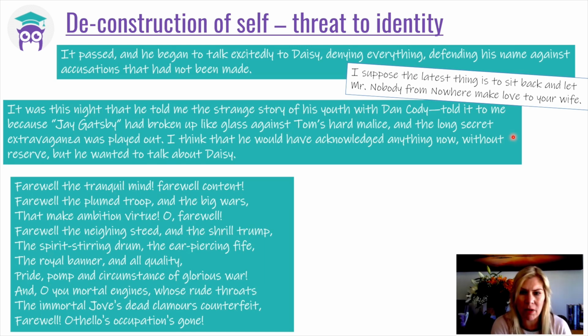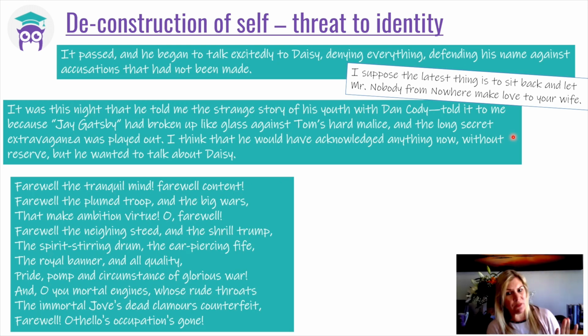Farewell the tranquil mind, farewell content, farewell the plumed troop and the big wars that make ambition virtue. Oh, farewell, farewell the neighing steed and the shrill trump, the spirit-stirring drum, the ear-piercing fife, the royal banner and all quality, pride, pomp, circumstance of glorious war. Farewell, Othello's occupation's gone.